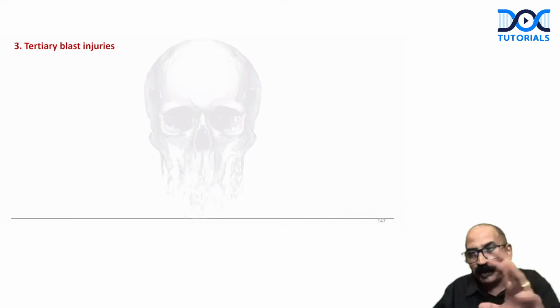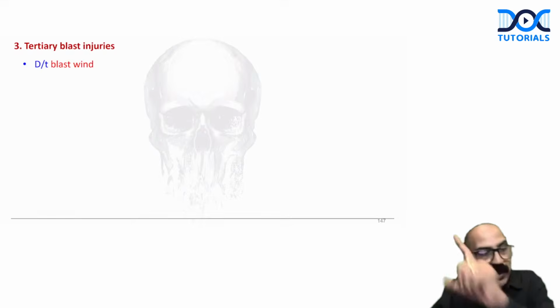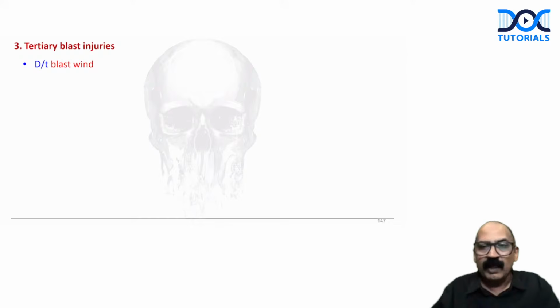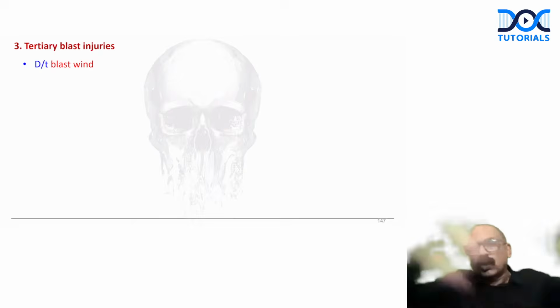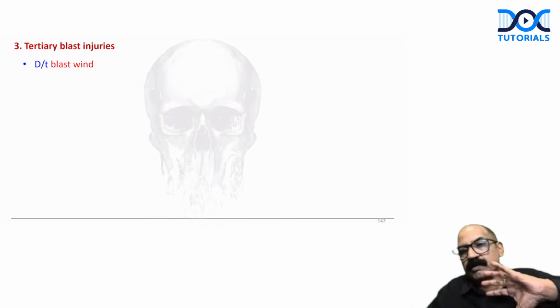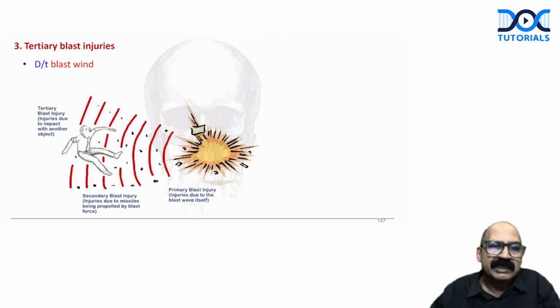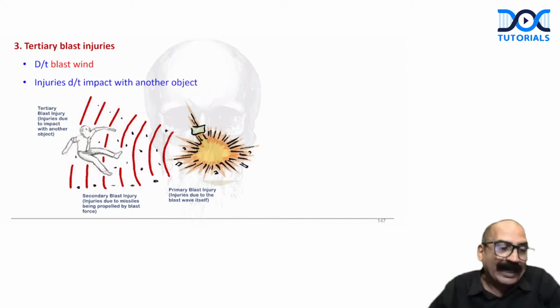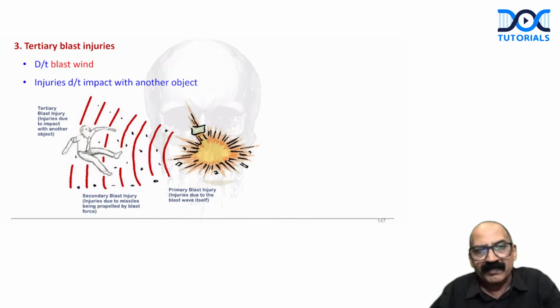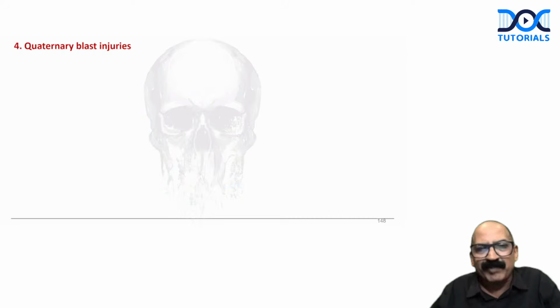Combination of ACL: abrasion, contusion, laceration. Tertiary blast injuries are due to blast wind, not blast wave. Blast wind. A person may be standing, he will be thrown out, and he may fly up and fall over the ground, or he may hit some neighboring building, or hit a tree and sustain injury. That is tertiary blast injury. Injuries are due to impact with another object. Number four, quaternary blast injury.